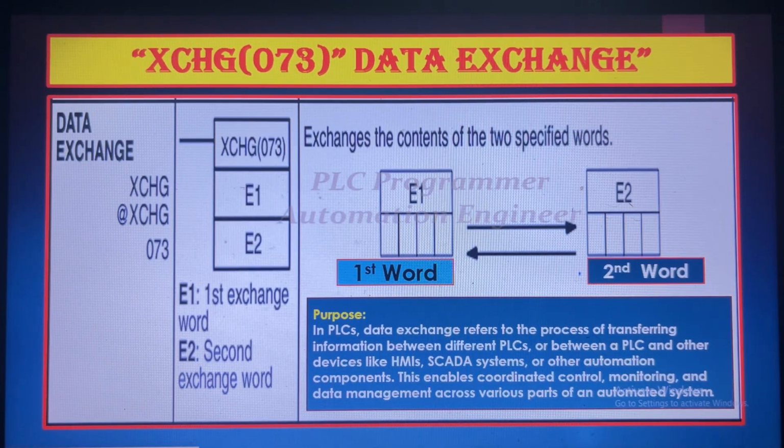XCHG 073. E1 is the first access bus and E2 is the second access bus. When you need HMIs, PLC and SCADA to transfer data from one bus to the second bus and from the second bus to the first bus, this is the most important lecture for PLC instructions. So let's see it in the programming software.